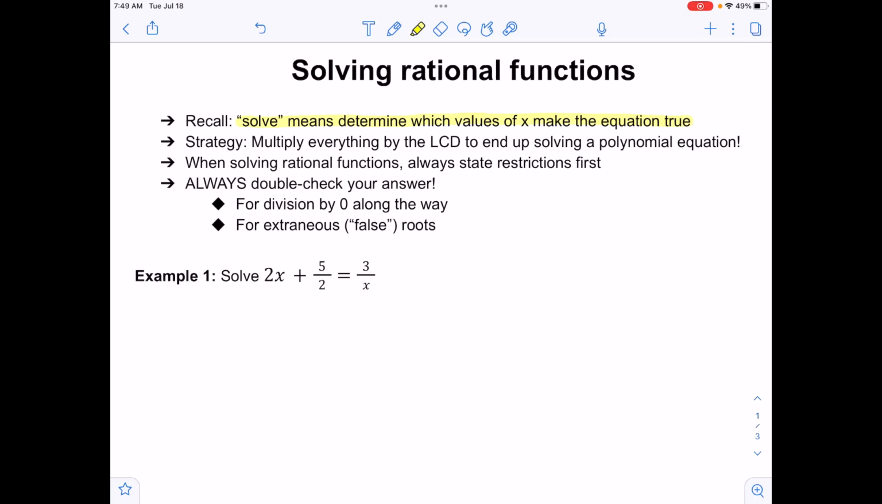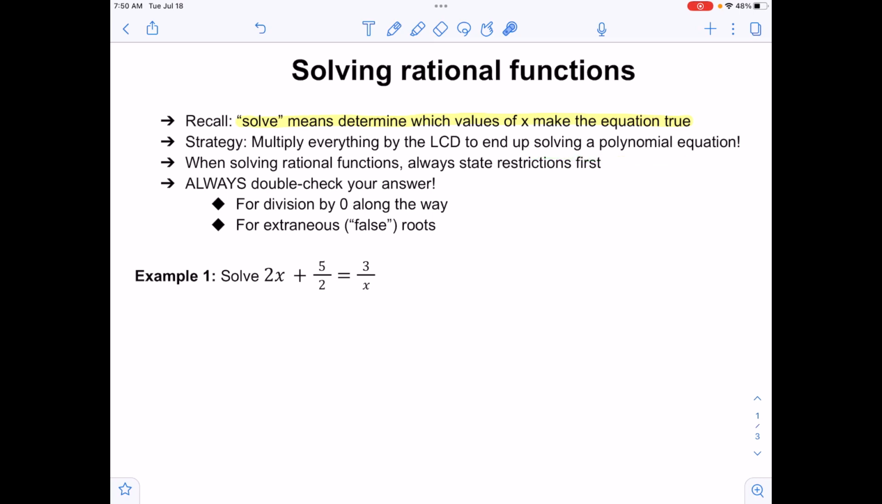As you can see in our first example here, solving can be a little bit tricky when you're dealing with rational functions because you've got these pesky fractions, including fractions where x is in the denominator. So the strategy that I'm going to suggest is to multiply everything by the lowest common denominator. That's going to clear those fractions for you, and you're going to end up solving a polynomial equation.